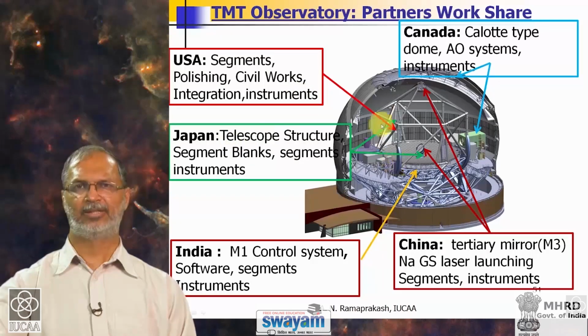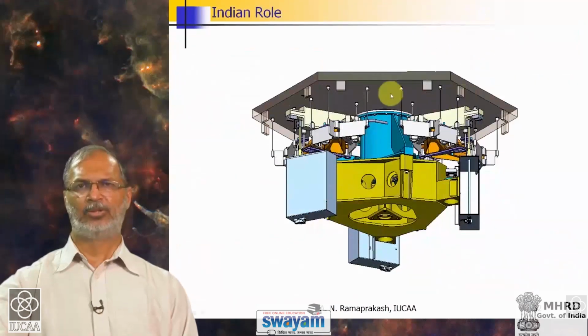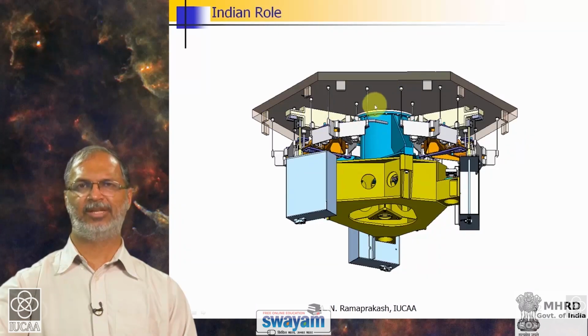In Japan, the telescope structure is being built, and the optics for the telescope, the primary mirror blanks, are being built, and so on. And a large number of these activities are also happening in India. I will show a couple of slides which highlight this. Similarly, in China, some of the laser systems, the tertiary mirror segments, instruments, etc. And the Canadians are building the enclosure for the telescope, the adaptive optics system parts, and some of the science instruments. So, I just highlight here in this slide what the Indian role is in this facility.